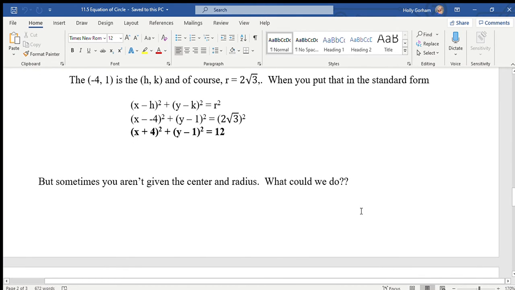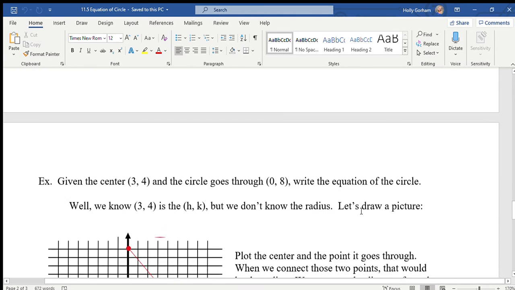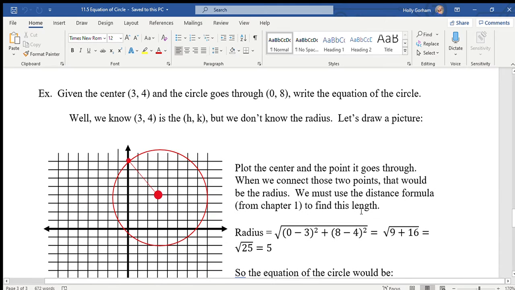Sometimes, though, you're not given the center and the radius, so what would we do? Well, this is where those formulas are going to come in. So at the beginning, I said that you might want to use the distance formula, maybe the midpoint formula. So let's see what we're going to do here. On this one, it says, given the center 3, 4, and the circle goes through the point 0, 8, write the equation of the circle. So if you're given the center of 3, 4, that is your HK. So you could go ahead and put that into your equation, but the problem is we don't know the radius.